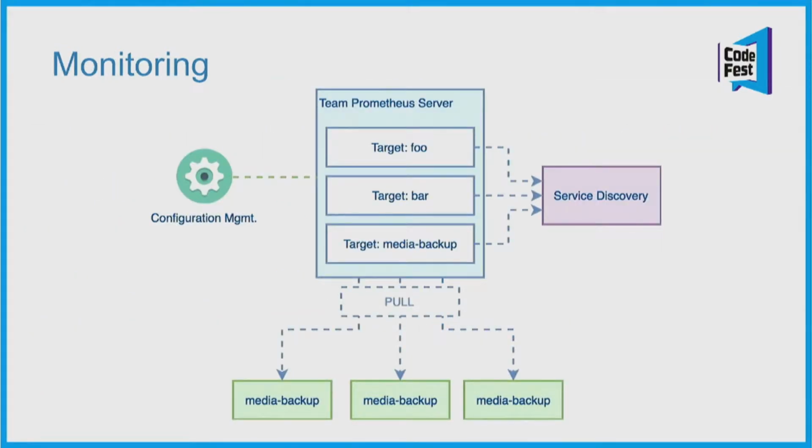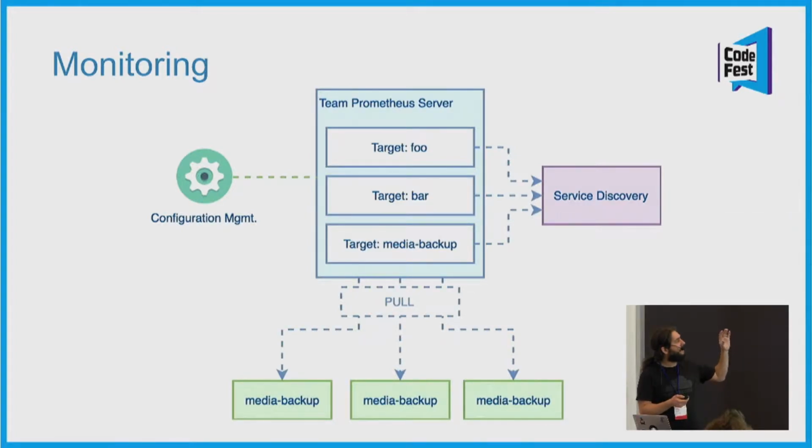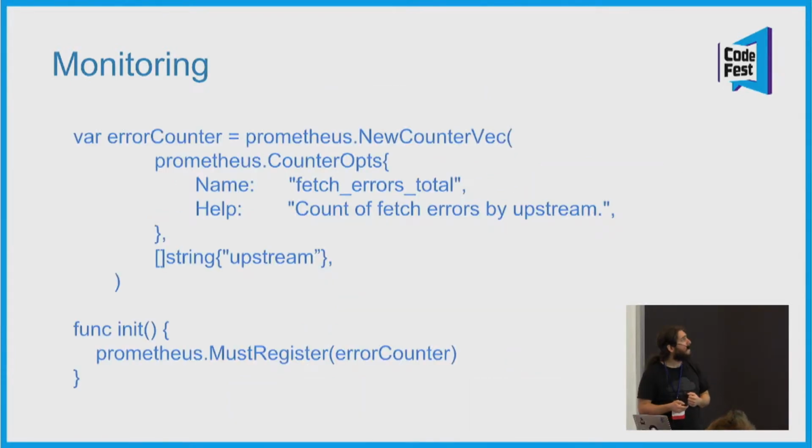So monitoring, we use Prometheus, of course, and Prometheus works in this way. Each team has its own Prometheus server. We manage it with configuration management, for which you are responsible for your configuration. And you define a target. Each target is a service. You say, what is the service discovery address of this service? And then Prometheus does scraping at a regular interval. So it's doing this in a pull approach. It connects to each instance and pulls the data.